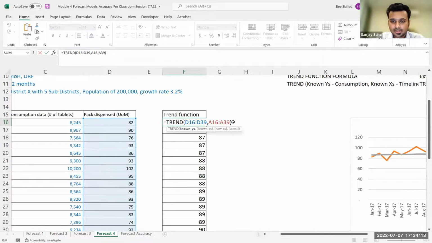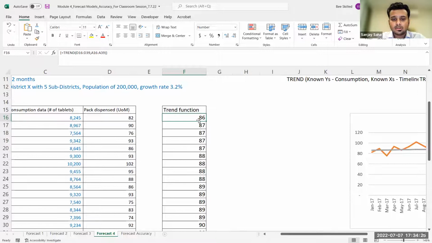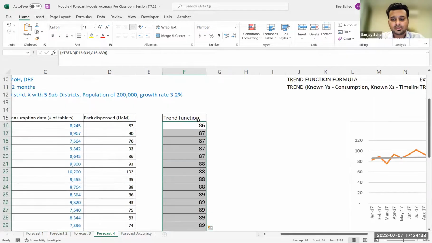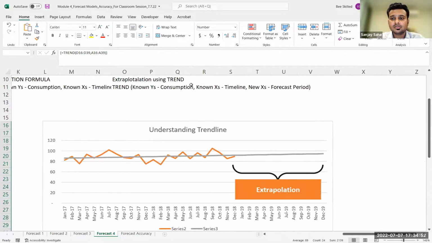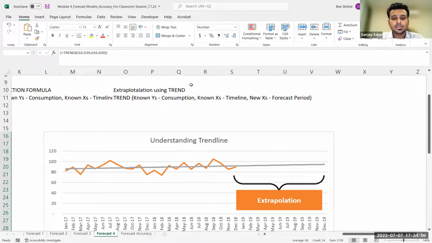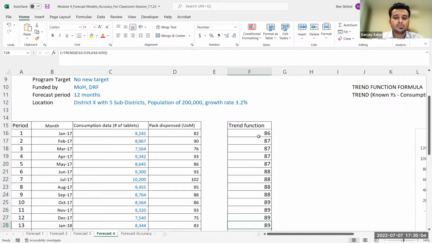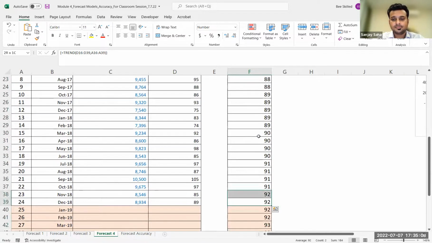So when I complete this formula, trend, known y, and then known x, I also select the 24 cells here, and I press Control Shift Enter. This is a slightly different way of using this formula on Excel, that I do it for all the cells at once. So I make this formula and I press Control Shift Enter. We press Control Shift Enter, so Excel will show me the entire trend analysis for the 24 months until here.